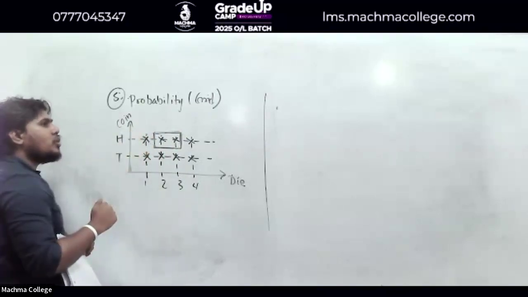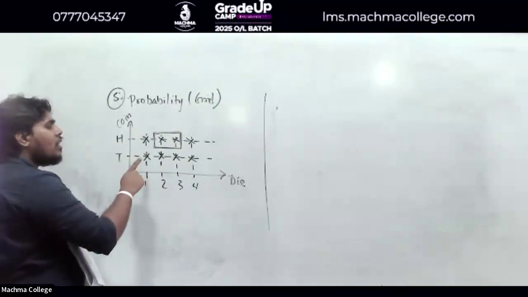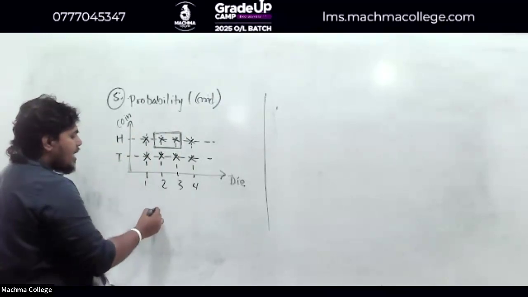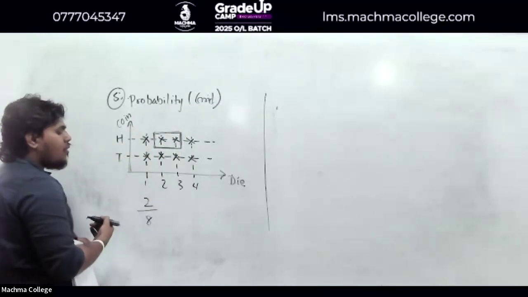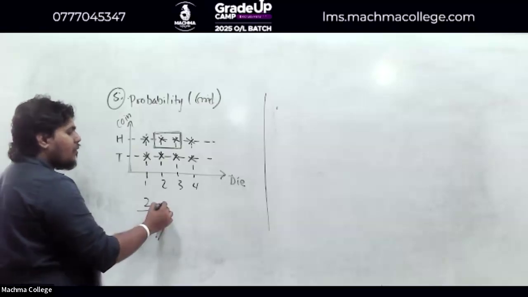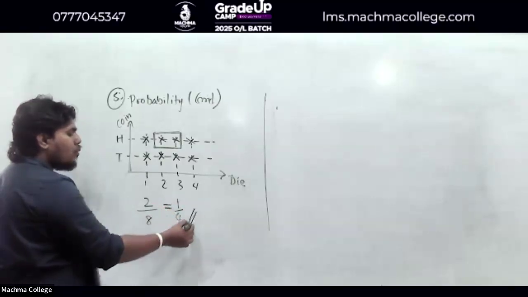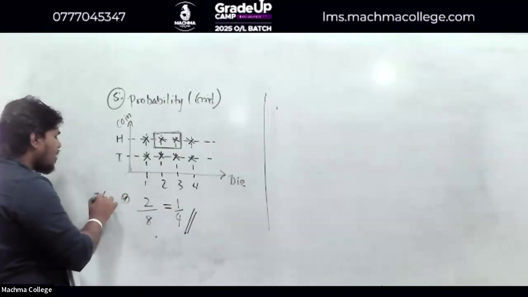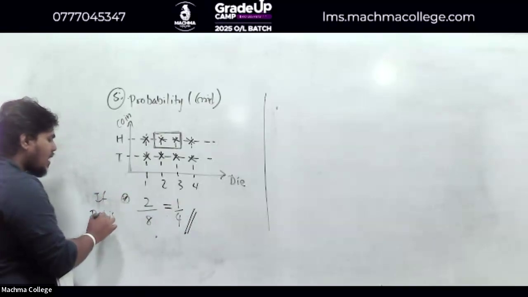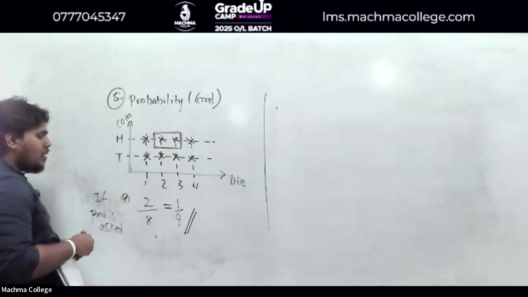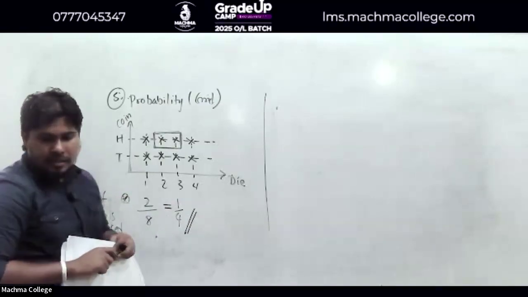If they ask you to write down the probability, count the outcomes: 1 2 3 4 5 6 7 8. Out of 8 outcomes, only 2 outcomes are in our favor. This is the probability. If you keep the answer like this it is also correct, and if you want to simplify you can write 1 over 4. But here they didn't ask you for the probability. If the probability is asked, you can write it like this.